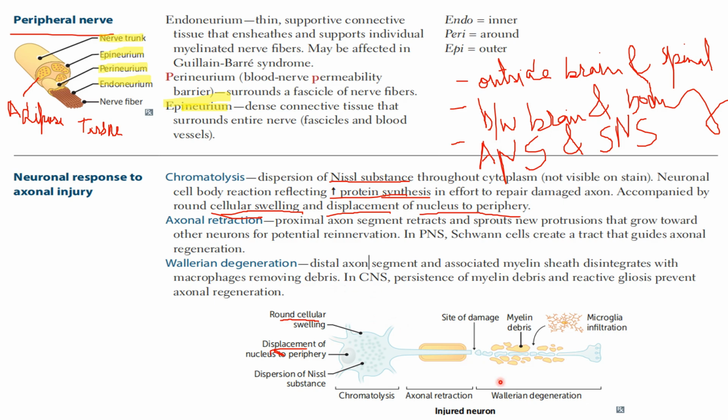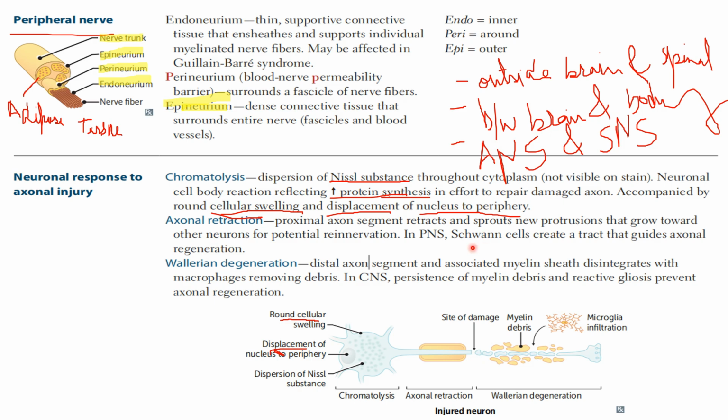You can see the myelin debris here, which they're talking about, and the disintegration is also happening. You can see the small parts, and now microglia cells are infiltrating it and helping in removing the debris.